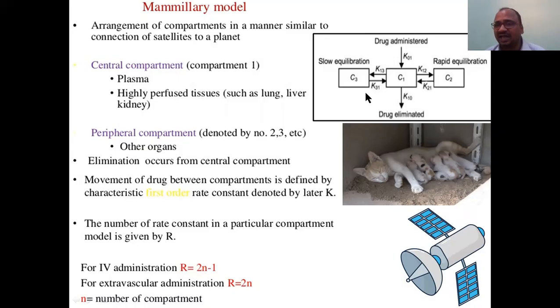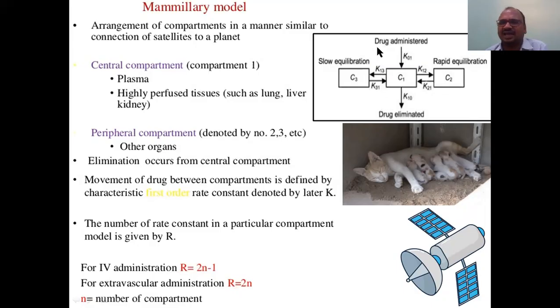So this is not IV route. For extravascular, remaining all are called extravascular. I will tell you what the routes are. Except IV, remaining all are called extravascular. In extravascular, R is equal to 2 into N, where N is equal to the number of compartments. So how many compartments here? 1, 2, 3 are there. So 3 into 2, 6. We counted 6 constants.